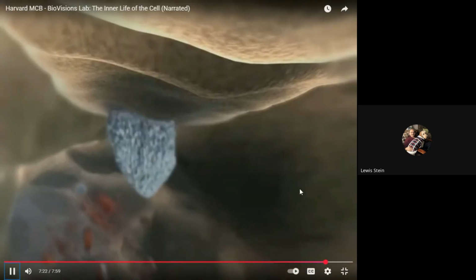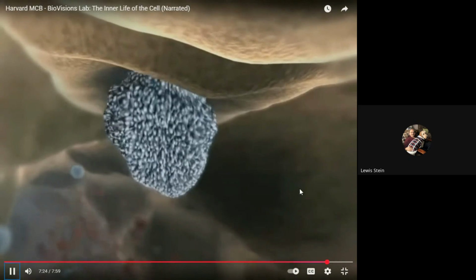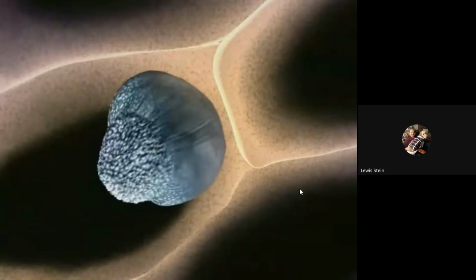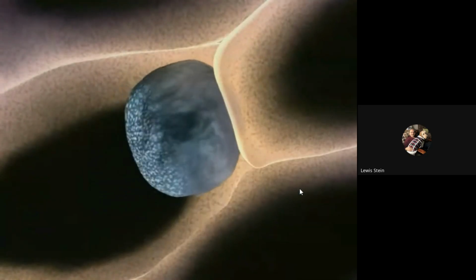That's the blood. Right. Just kind of squeeze it through. White blood cell.